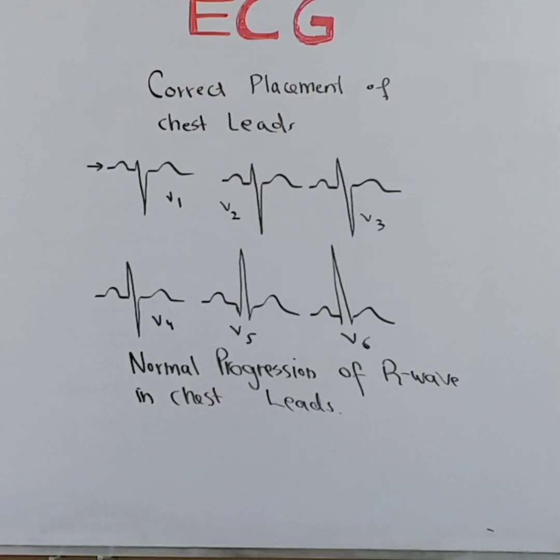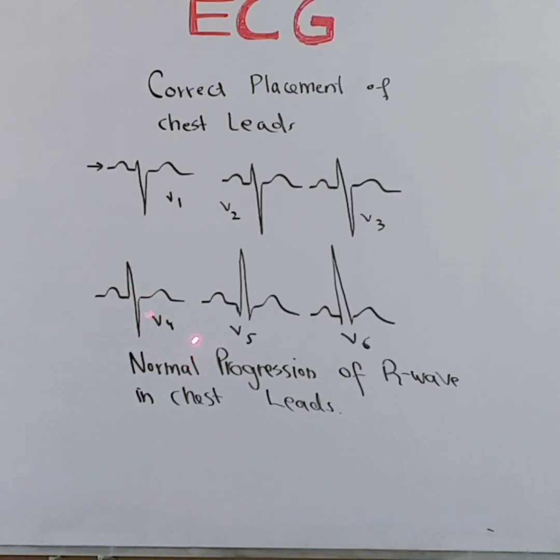And the last thing which we need to check on the ECG paper is the correct placement of the chest leads. There is a phenomenon which we call the normal progression of the R wave in the chest leads, where we see that in leads V1 and V2, the negative deflection is deeper than the positive deflection of the R wave. And in V3 and V4, especially in V4, the height of the R will be almost equal to the depth of the S wave.